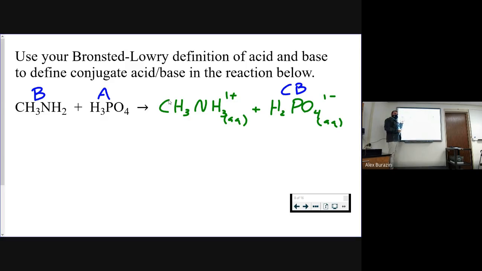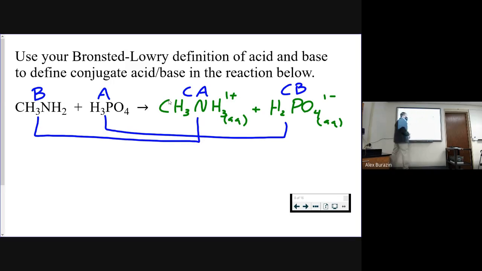This is the base. It accepts a hydrogen. What I get after it has accepted that is the conjugate acid. That's one way of thinking about it. This is a pair. This is a pair. The other way you can think about it, or if you want to try to identify whether these are acids or bases on the product side, run it backwards. If you look at this from right to left, one of these is donating a hydrogen to the other to get these. Either works.